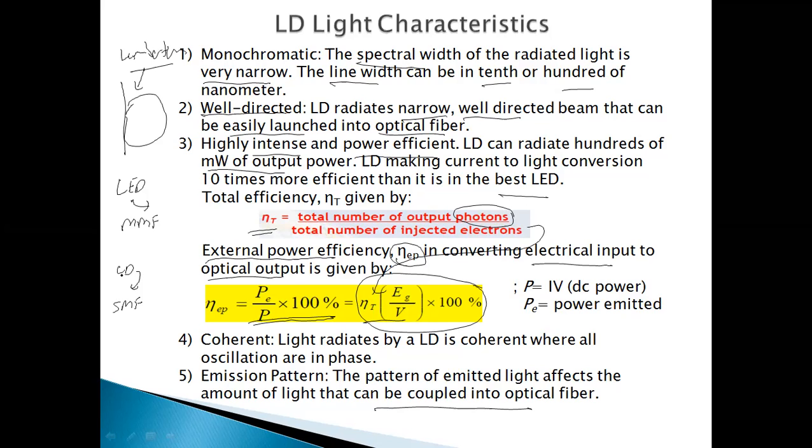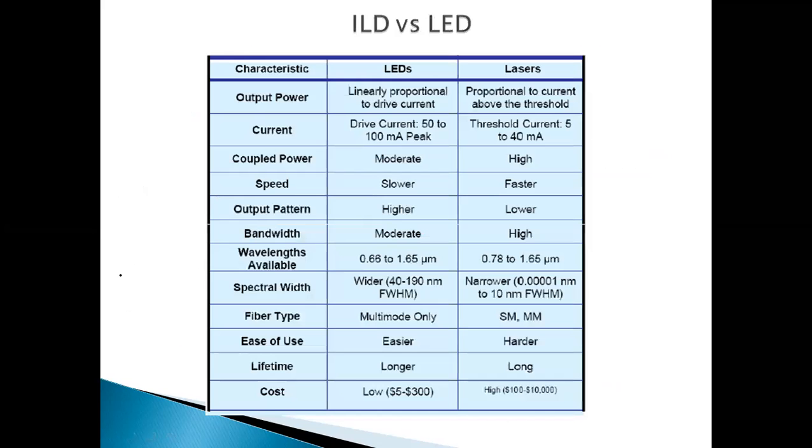So these are the characteristics of the light emitted by the laser diode, and we did a few comparisons with the light emitted by the LED. Hopefully you understand these topics clearly. Now this is the actual comparison between the LED and the laser diode. In short, number one is the output power. For the LED, it is linearly proportional to drive current, whereas for lasers, it is proportional to the current above the threshold. This is based on the graph that we have seen in lectures before.